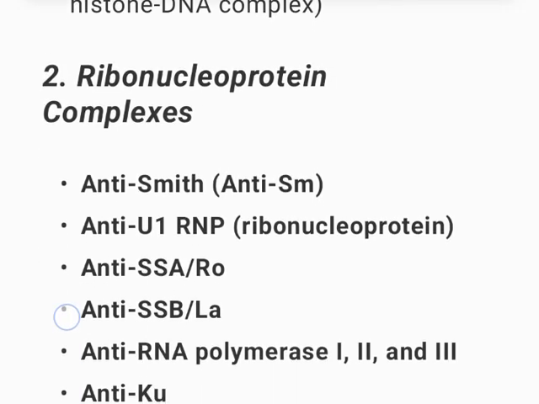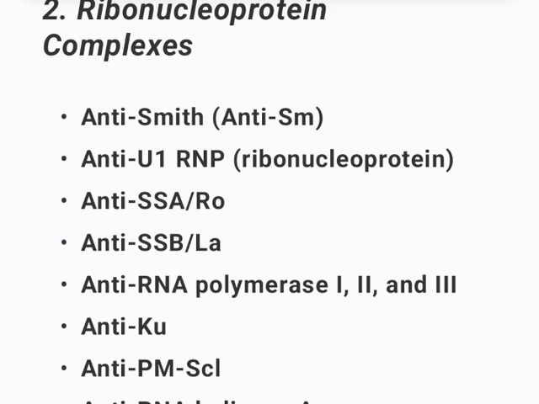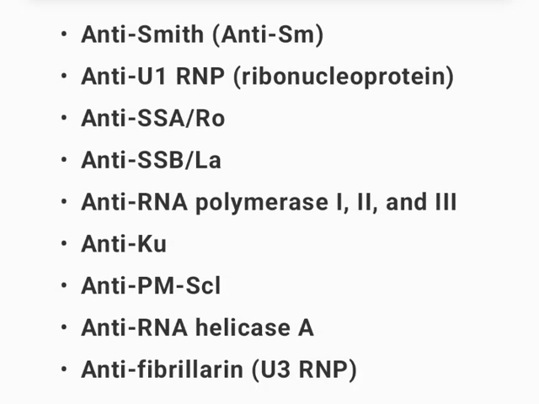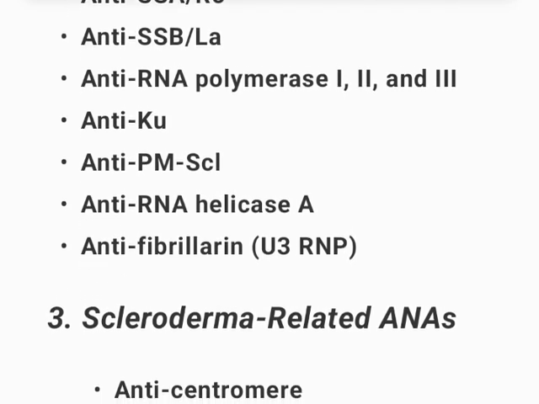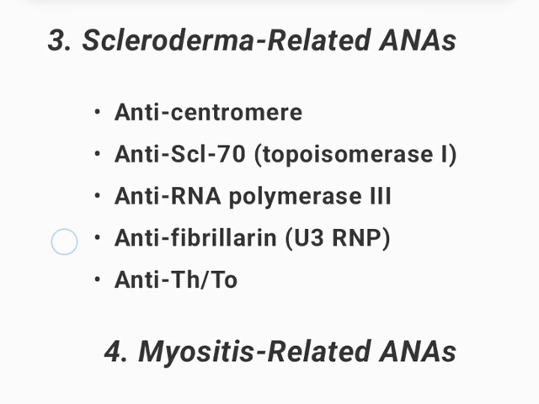2. Ribonucleoprotein complexes: anti-Smith, anti-Sm, anti-U1RNP, ribonucleoprotein, anti-SSA-Ro, anti-SSB-La, anti-RNA polymerase 1, 2, and 3, anti-PM-Scl, anti-RNA helicase A, anti-fibrillarin, U3RNP. 3. Scleroderma-related ANAs: anti-centromere, anti-Scl-70, topoisomerase 1, anti-RNA polymerase 3, anti-fibrillarin, anti-Th/To.